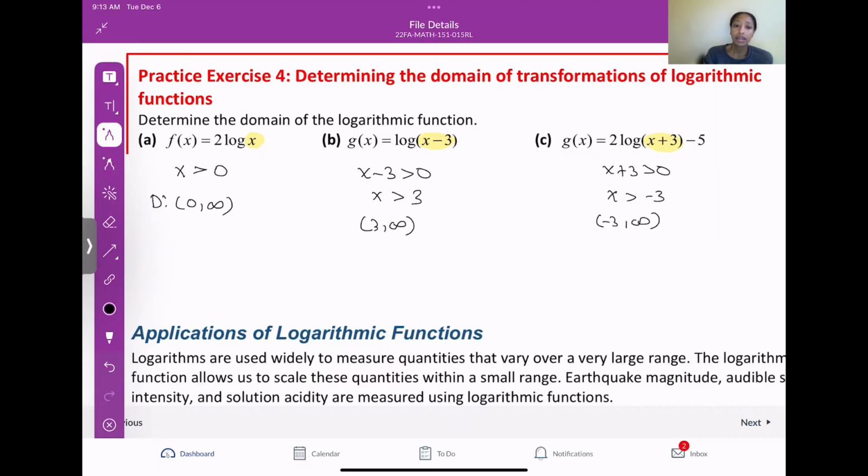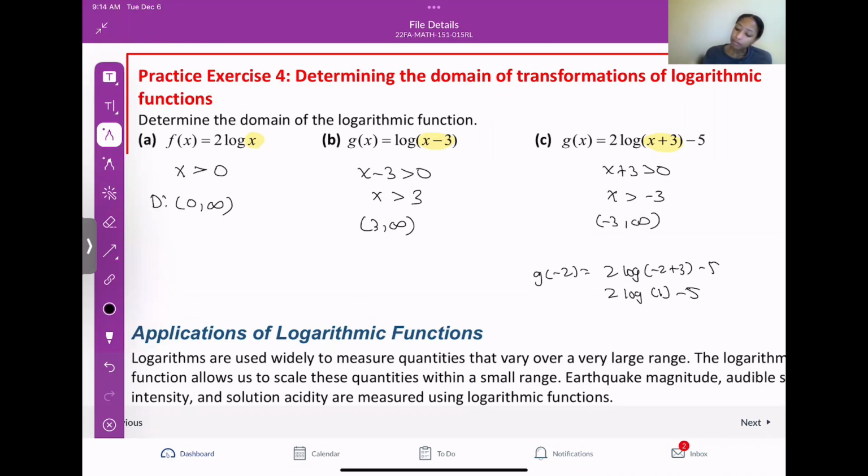Again, you might be thinking, well, I thought we couldn't have negative numbers. The term that you're taking the logarithm of can't be negative. So if we plugged in a -2 for x here, g of -2, this would be 2 times log of -2 plus 3, minus 5. This becomes log of 1. That's perfectly fine because that's a positive number. If that simplified to a negative number, then we would have a problem. Sorry, -5.